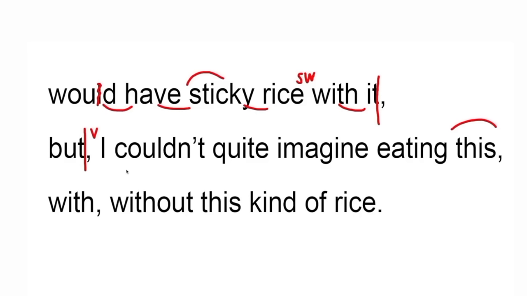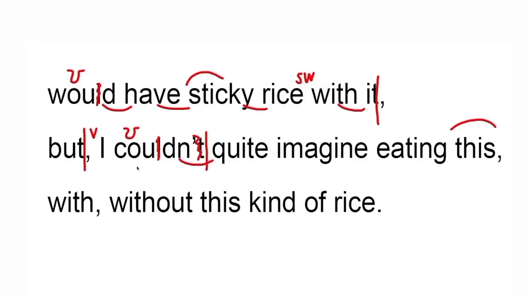You can link the ending N right into the K sound while dropping the T: couldn't quite. Or you can make a little stop in your throat: couldn't quite, to signify the T there. Either one is okay. And just like with would, the L in could is silent. Both of these have the vowel as in push: would, could, couldn't. But I couldn't quite imagine eating this.